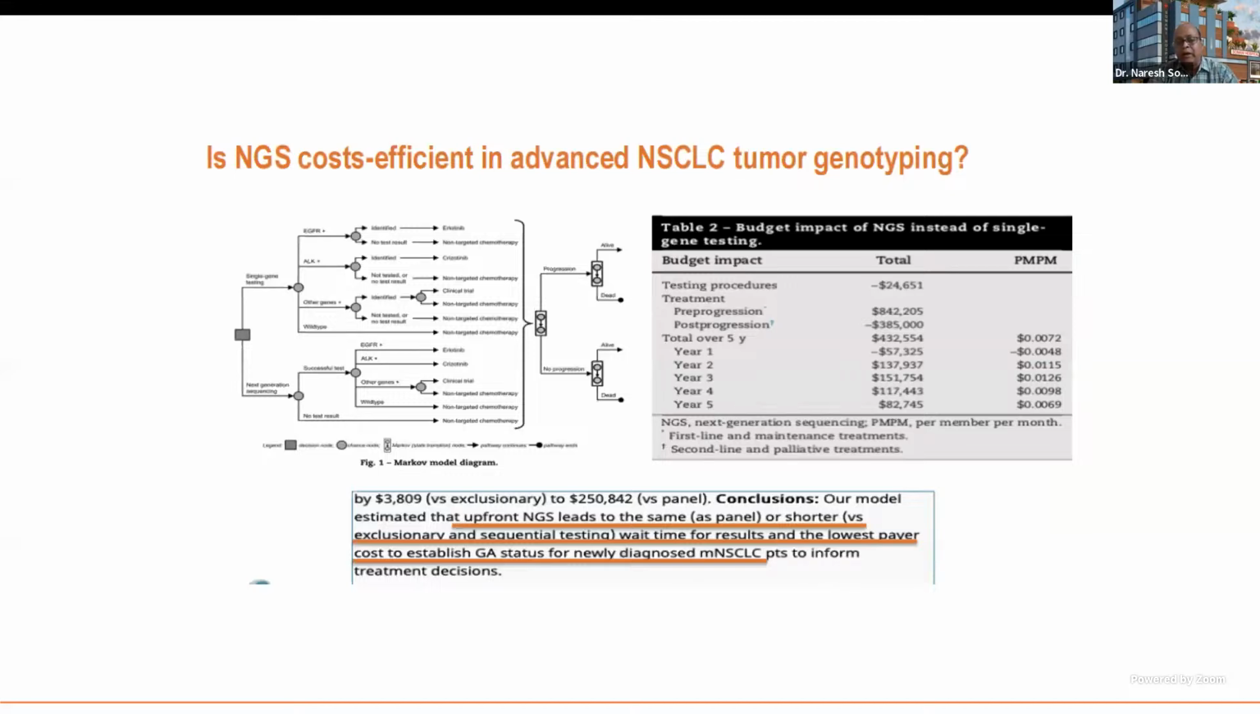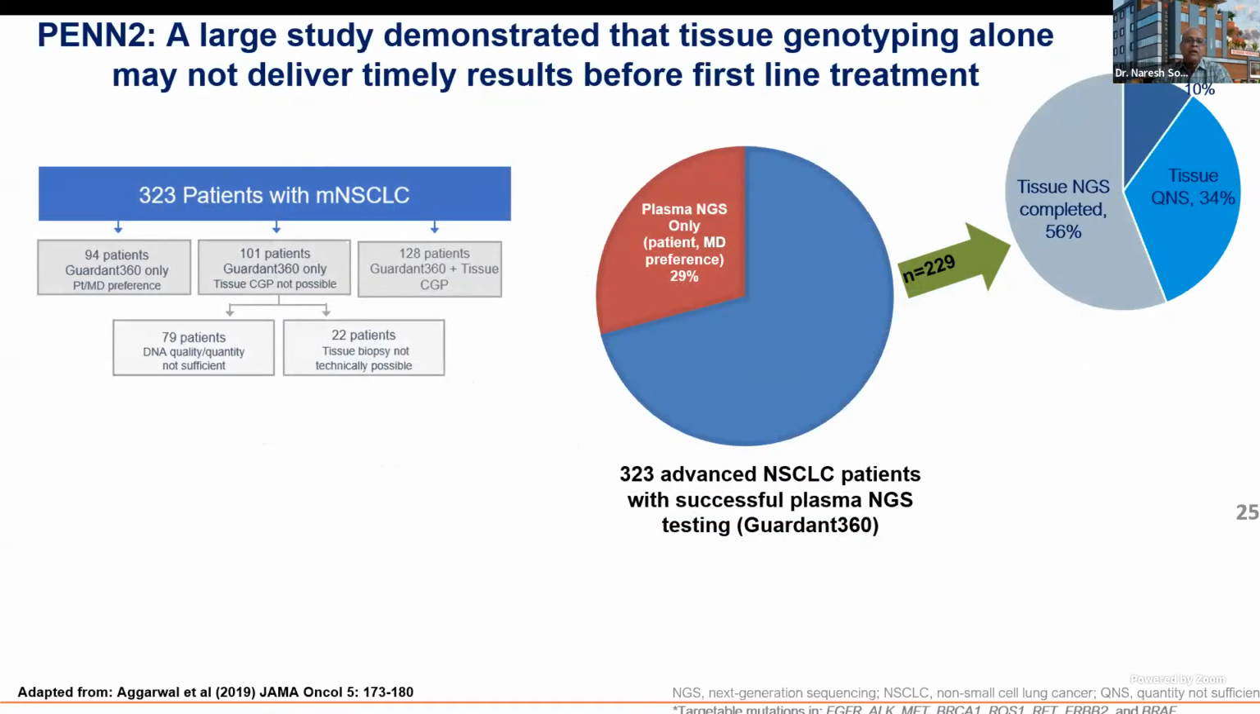Another thing I would like to continue, in continuation of the first talk, regarding the NGS technique. That was the cost effectiveness analysis of NGS in the first line as a comprehensive genomic profile rather than as a reflex. And this particular data set says that it is cost effective to do the upfront comprehensive genomic profile rather than the sequential methodology.